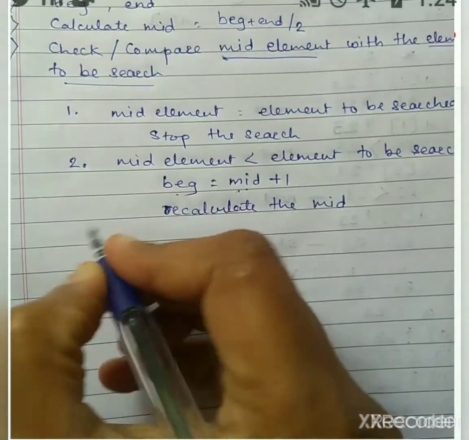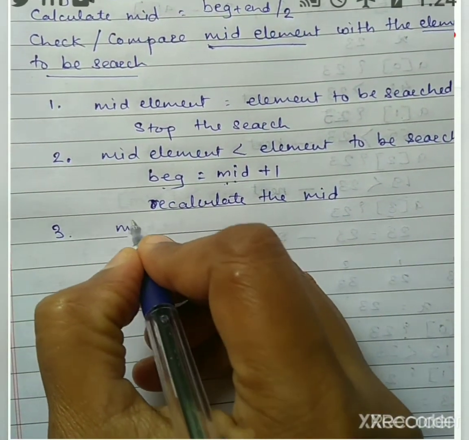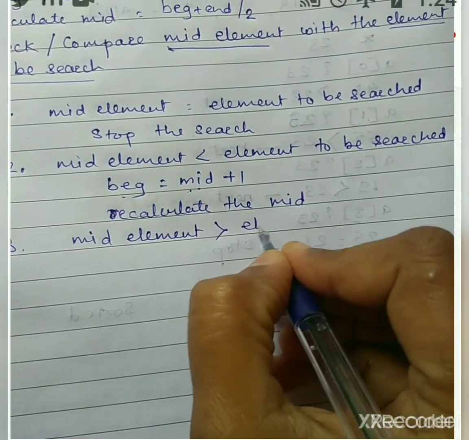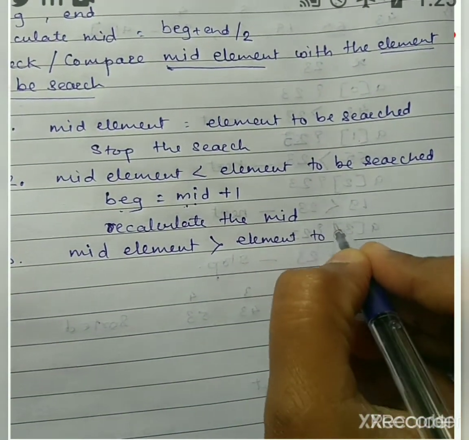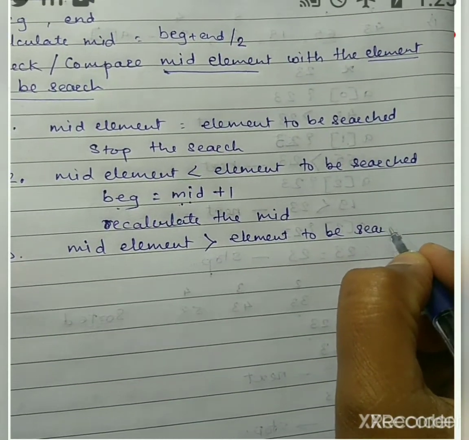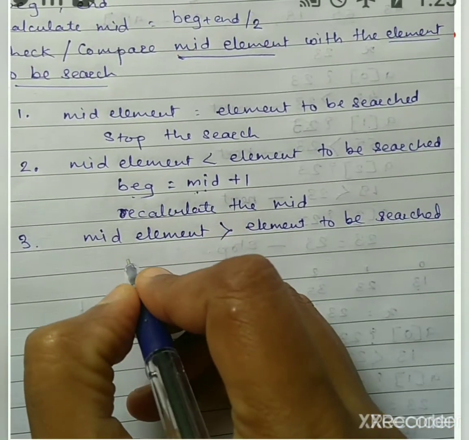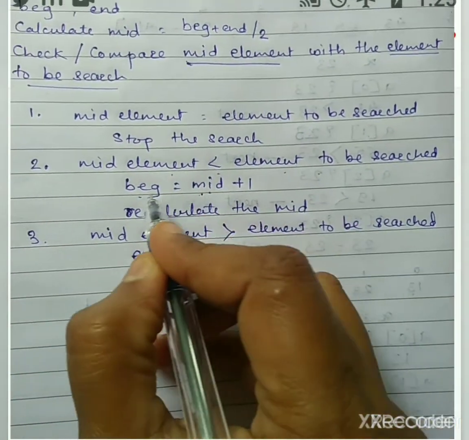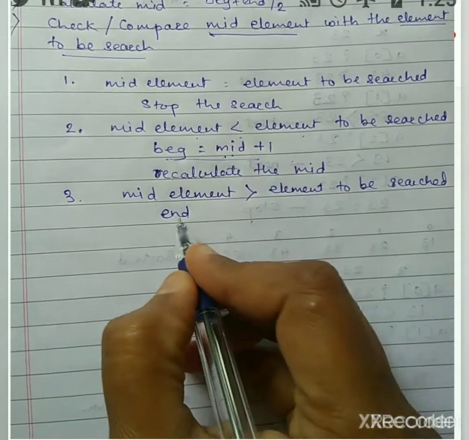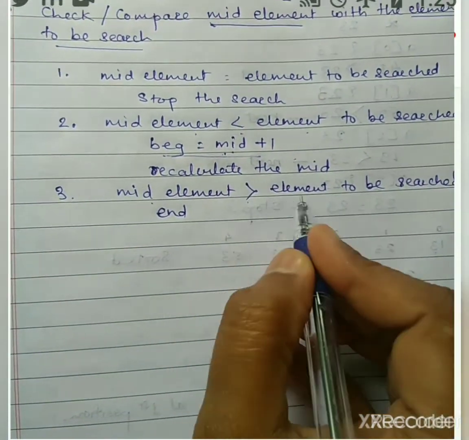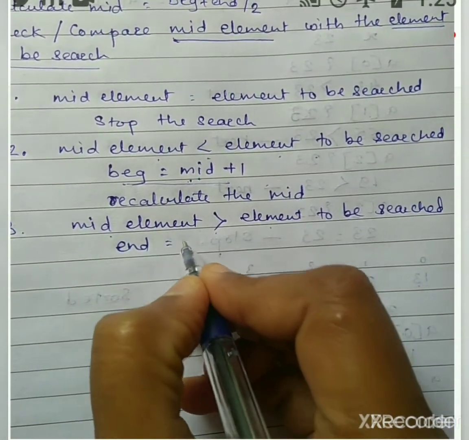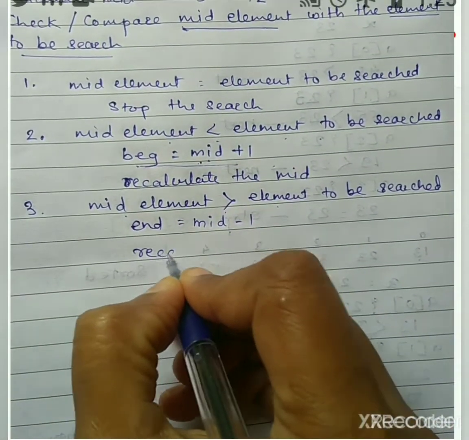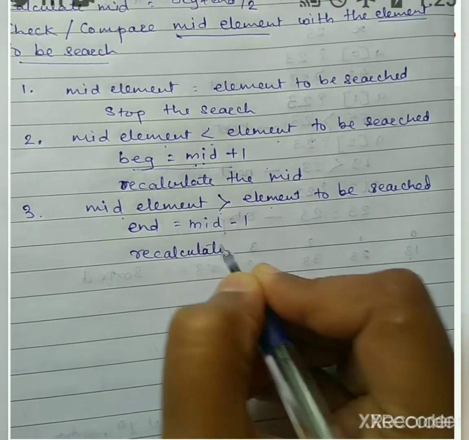In the third case, maybe it happens that the mid element, the element at the middle position, is greater than the element to be searched. If this happens, then we have to change the end point. When the mid element is less than the element to be searched, we change beginning equal to mid plus 1. When the middle element is greater than the element to be searched, then we change end equal to mid minus 1. Again we have to recalculate the mid and do the same comparison again and again.